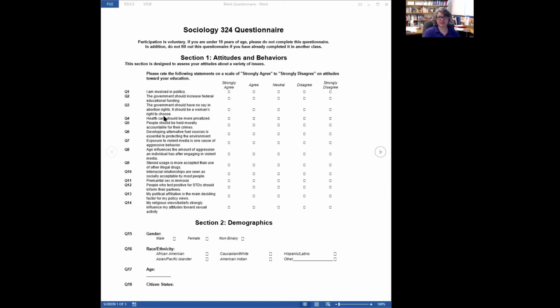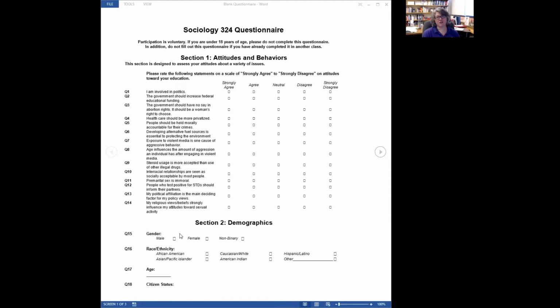So the first question, I am involved in politics. Over on the left-hand side, you see Q1. That's going to be what we use in creating our data file to mark that question. So if someone answers strongly agree to that, they're going to have that X'd in. So that's what you would do if you were filling out the survey. So there's a series of questions of that type.